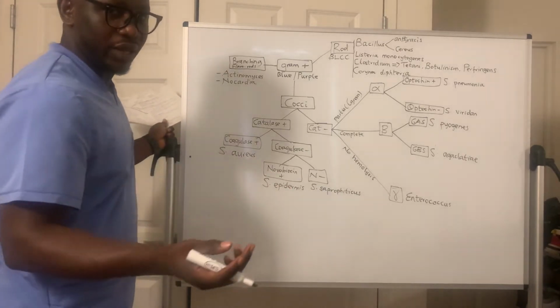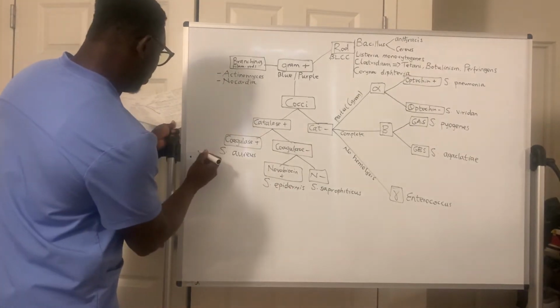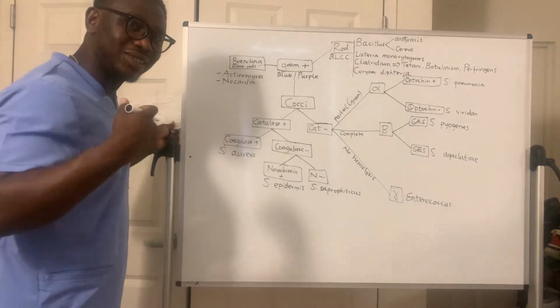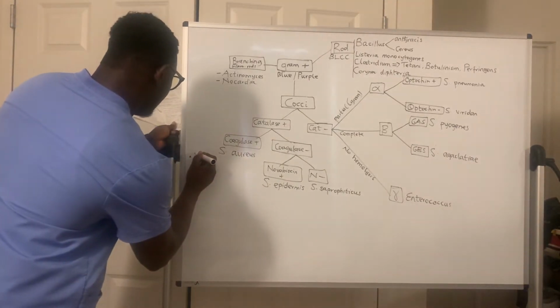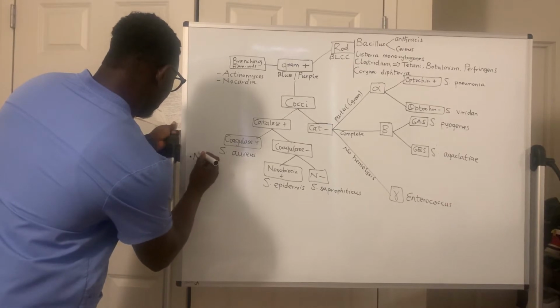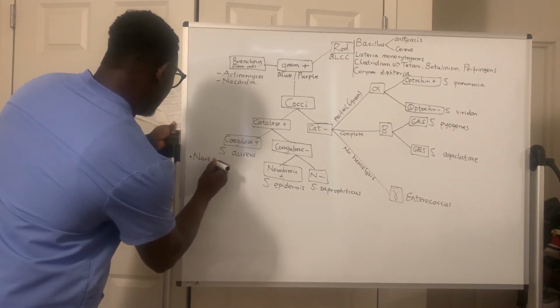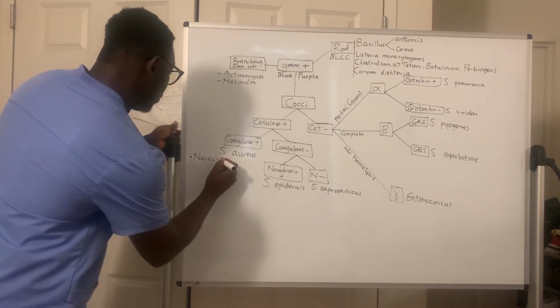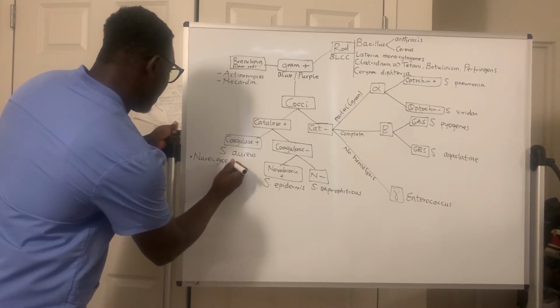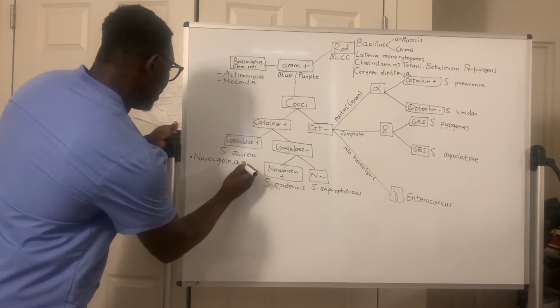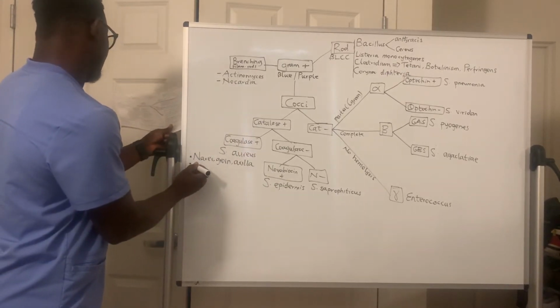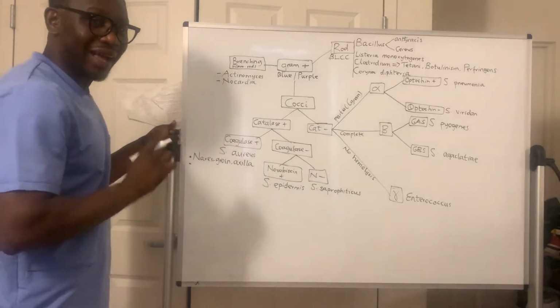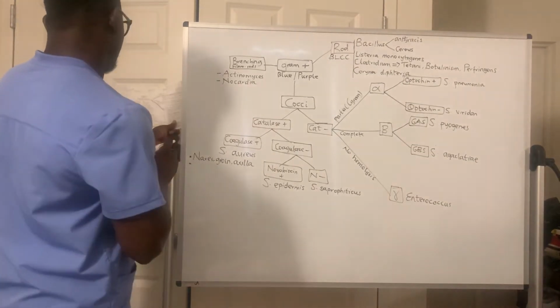The first thing is, where does it colonize? They colonize the nose, the axilla, and the groin. Remember, these are high yield points. You just want to focus on the high yield points.